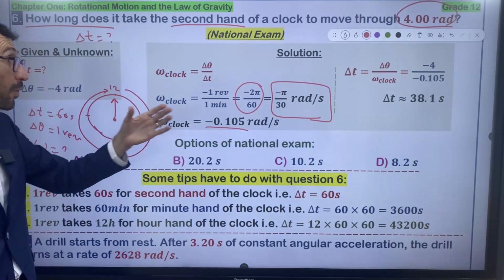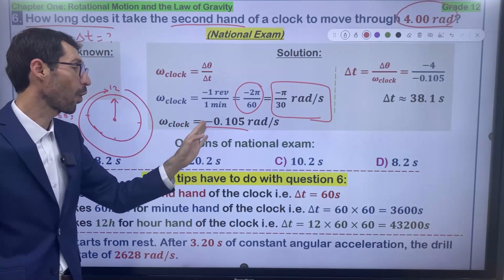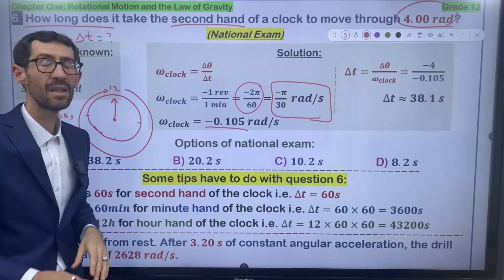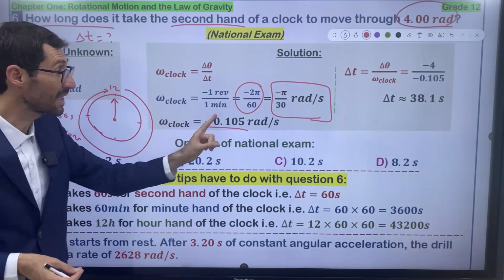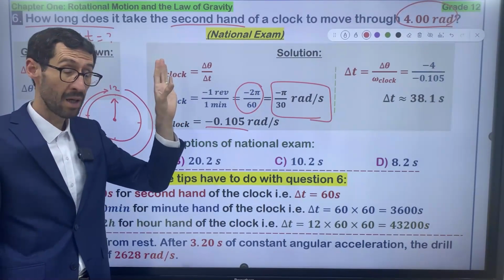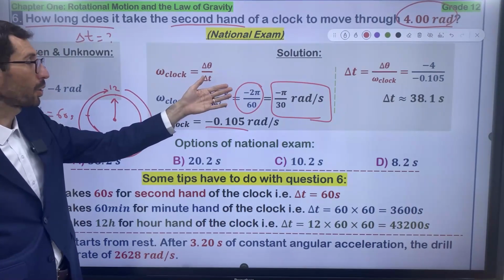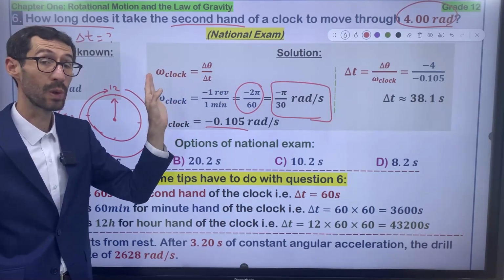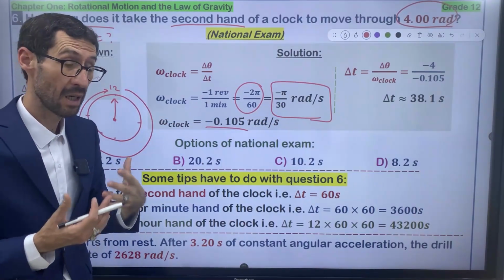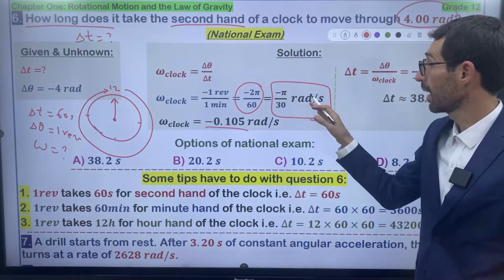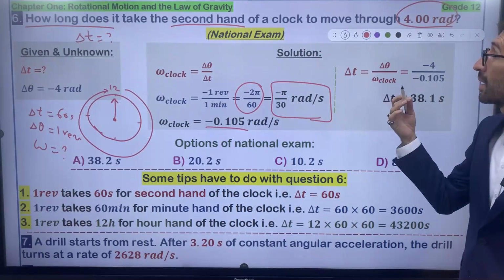So if you memorize this omega, negative pi over 30, or negative 0.105 rad per second, it's constant. It doesn't change for the second hand. This is dedicated only to the second hand. So you can eliminate the rule and start from this value. If you memorized it, you can save time by this memorizing.